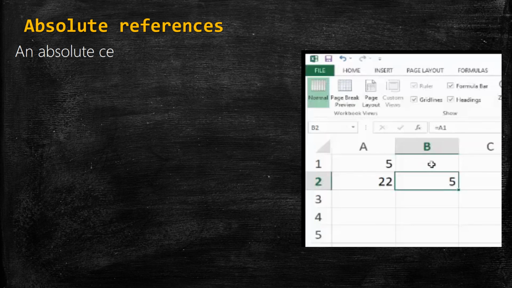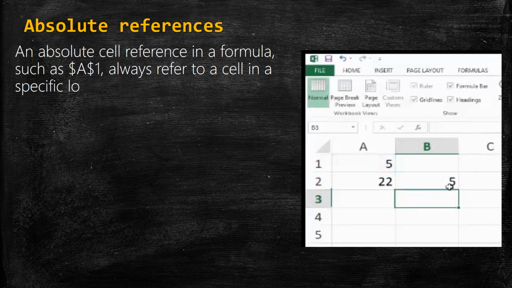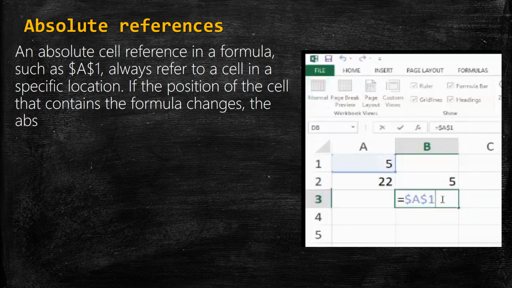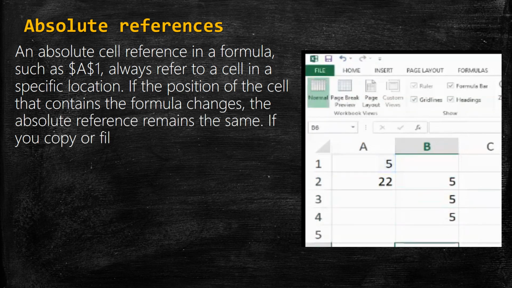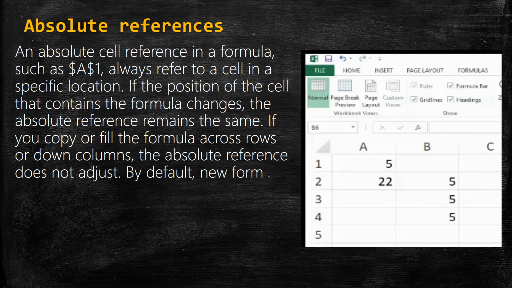An absolute cell reference in a formula, such as $A$1, always refers to a cell in a specific location. If the position of the cell that contains the formula changes, the absolute reference remains the same. If you copy or fill the formula across rows or down columns, the absolute reference does not adjust.